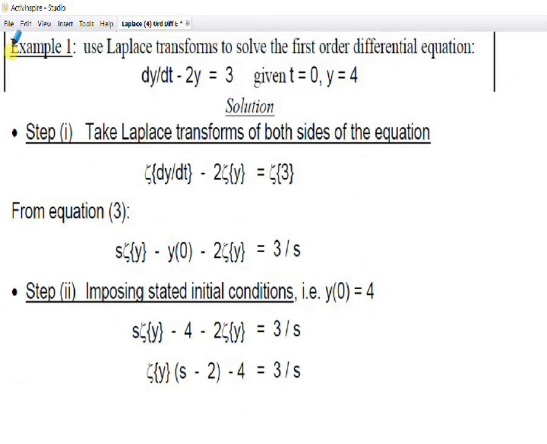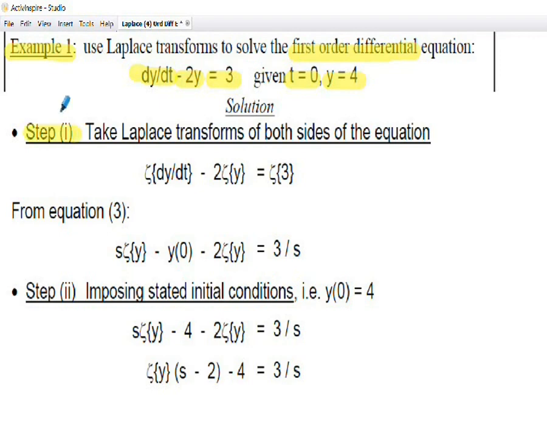Okay, so looking at example 1 here, it's a first order differential equation we're asked to solve. It's dy by dt, take away 2y, is equal to 3. We're given that at time t equals 0, y is 4. So that's like our boundary conditions here. We're going to follow our generic step through.